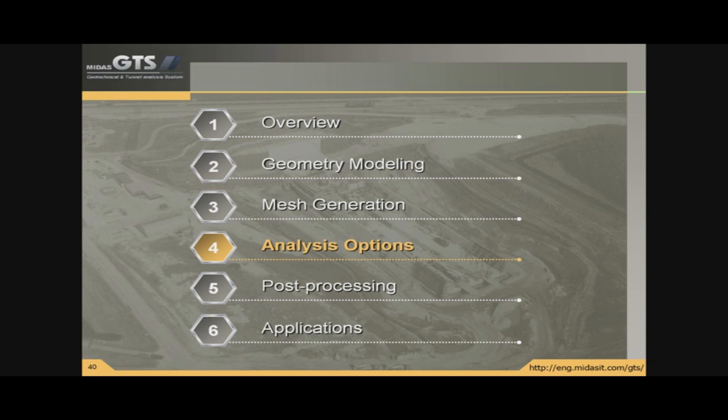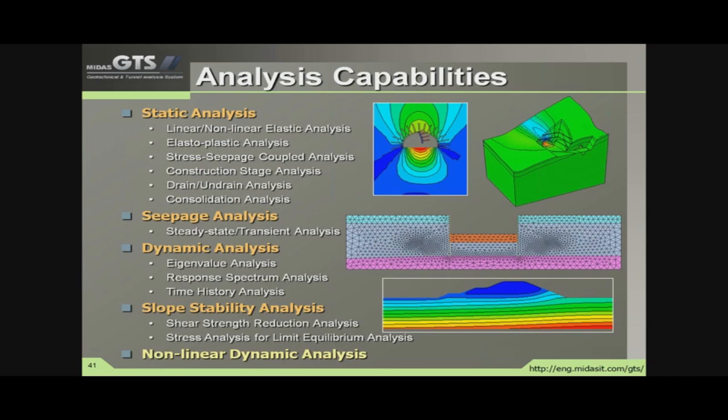Now let's talk about the analysis options available in Midas GTS. In Midas GTS, you can perform the static analysis, which can be either linear or non-linear elastic analysis. The program can automatically consider the non-linear properties of the structure or of the ground for performing the analysis. You can also perform elastoplastic analysis. You can perform stress, seepage, coupled analysis. Construction stage analysis can be performed. Drained, undrained analysis can be performed, and consolidation analysis can also be performed.